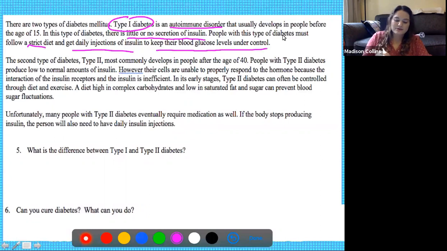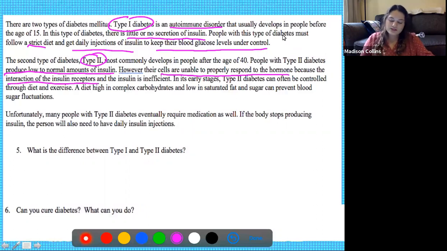But the second type of diabetes, type 2 diabetes, most commonly develops in people after the age of 40. People with type 2 diabetes produce low to normal amounts of insulin. However, their cells are unable to properly respond to the hormone because of the interaction of the insulin receptors and the insulin. Hold on, I've fallen behind on my annotations. Right, cells aren't able to properly respond to the hormone because of the interaction of the receptors.